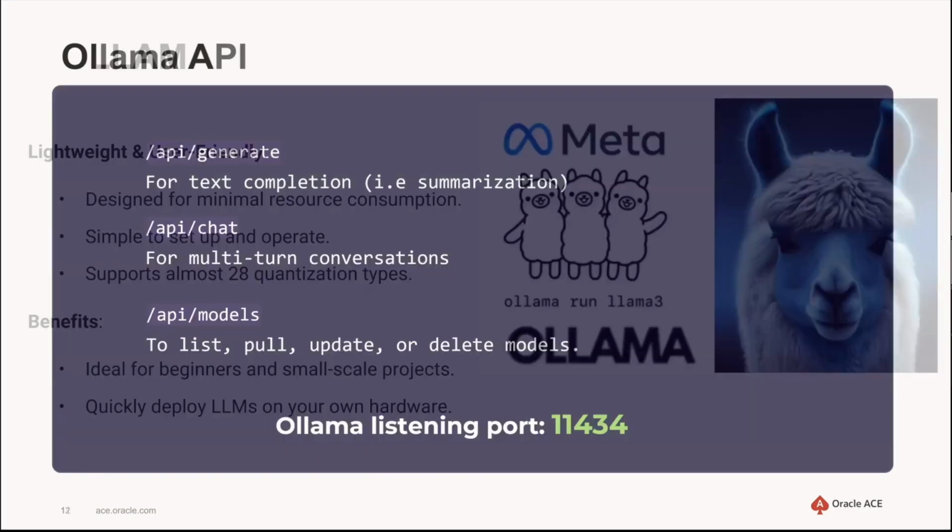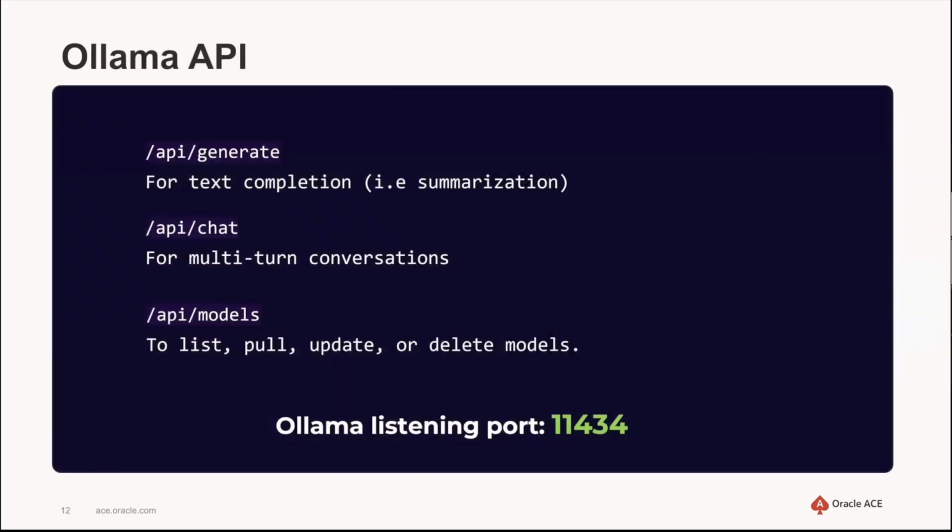Now, we talked about Ollama, but we're talking about how to bring AI APIs closer to developers. But what do developers care about? Well, API endpoints. So the Ollama API has 3 endpoints. The first one is generate. That's more of a text completion, summarization, where you have a fixed task. Then they have API chat. If it's a chatbot, you will use that API endpoint for multi-turn conversation. And then the third one is API models. That's more for remotely managing the models that are in your backend. You can list, pull, update, delete models.